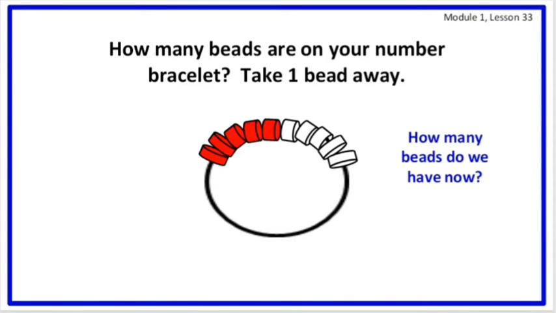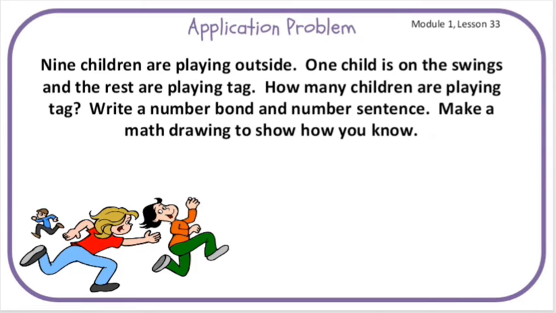Playing on the swings, okay? And 9 children playing outside, and 1 is playing on the swing. Now how many will be remaining? So what I'm going to do, we were taught count on before, so we're going to count on from the 1 child playing on the swings. So the total, which is 9. So I'm going to count on from 1 to 9. So that gives us 1, 2, 3, 4, 5, 6, 7, 8, 9.